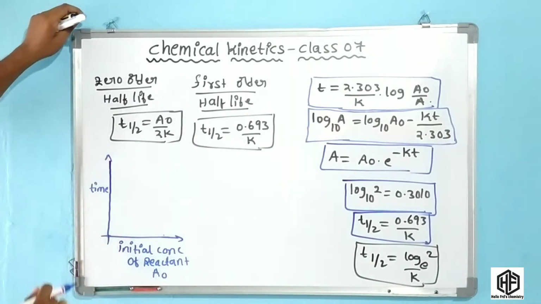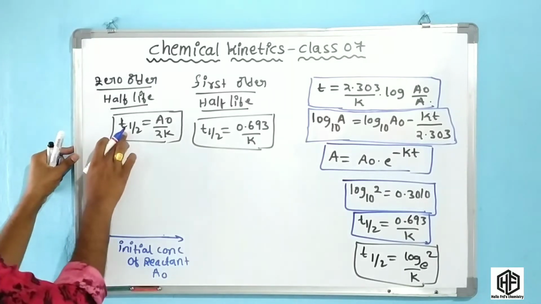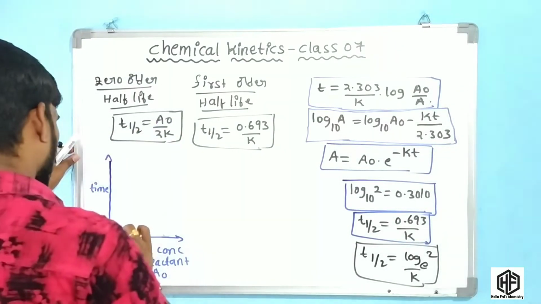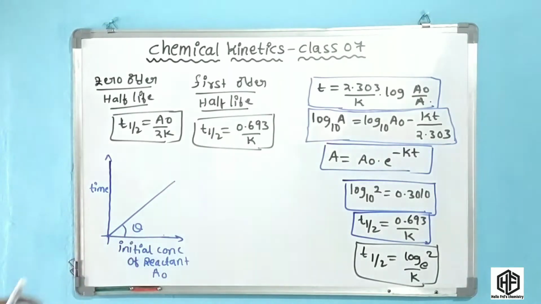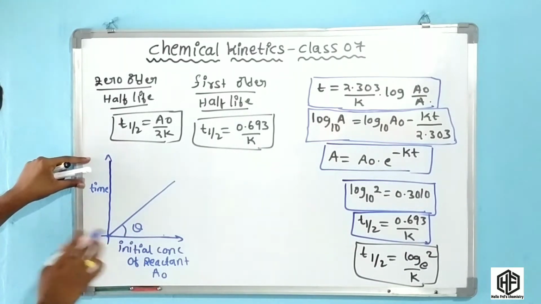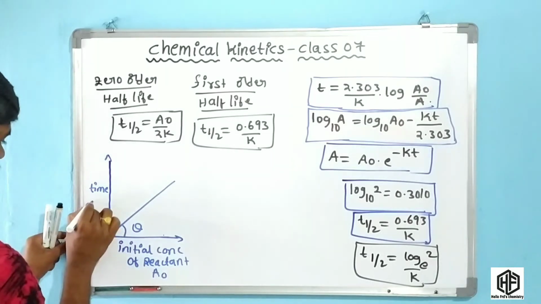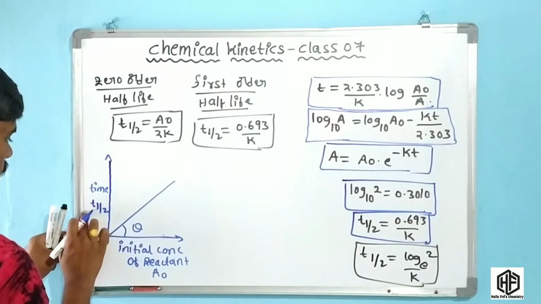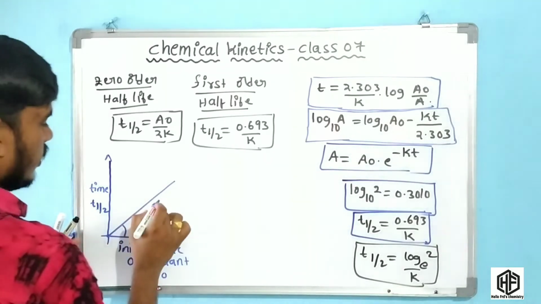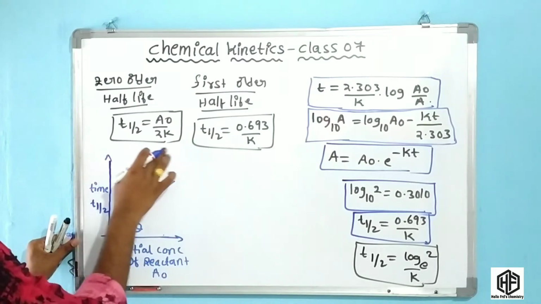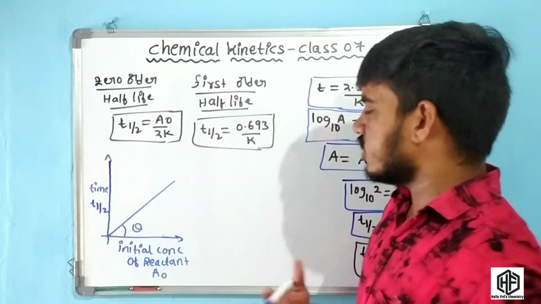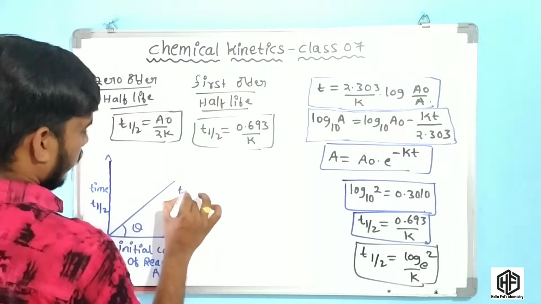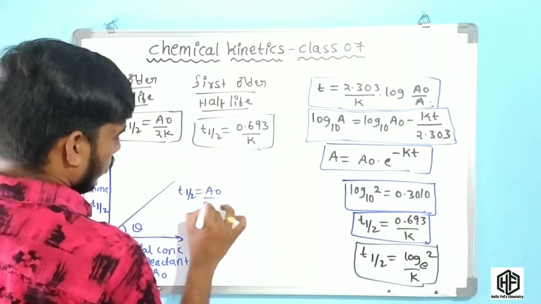Friends, you know that t half is directly proportional to A naught. Now the graph is like this. The graph of time t half versus initial concentration of reactant A naught in a zero order reaction is like this. In this case, for a zero order reaction, t half is directly proportional to the initial concentration of reactants. This is t half is equal to A naught by 2K.